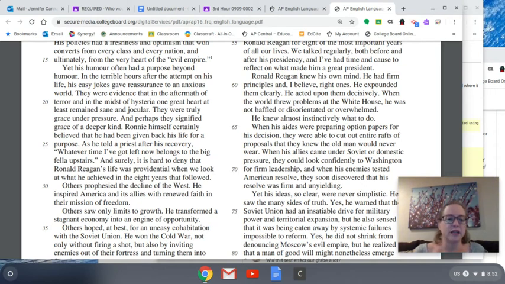Others prophesied the decline of the West. He inspired America and its allies with renewed faith in their mission of freedom. Okay, renewed faith. Now we're getting into what is a much more traditional image of Ronald Reagan, that renewed faith, mission of freedom. I'm going to drop those phrases into a new box.